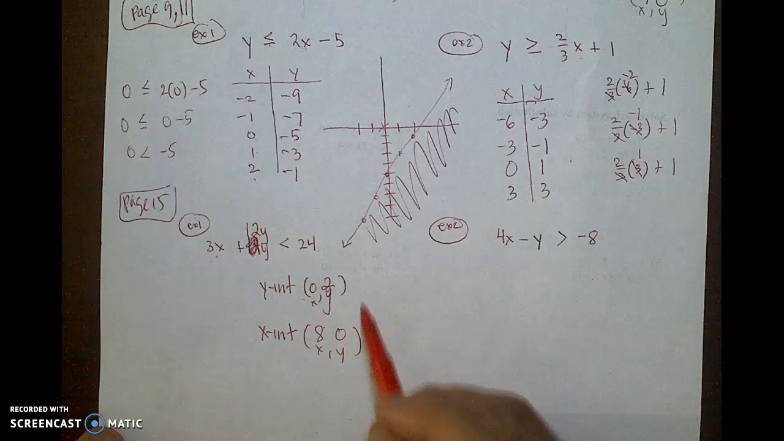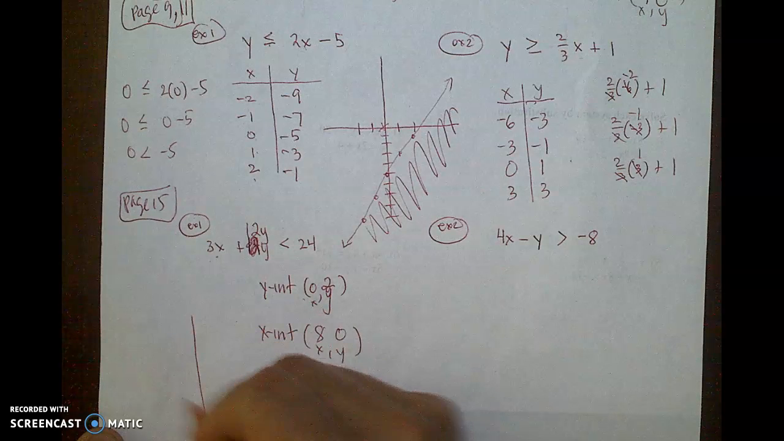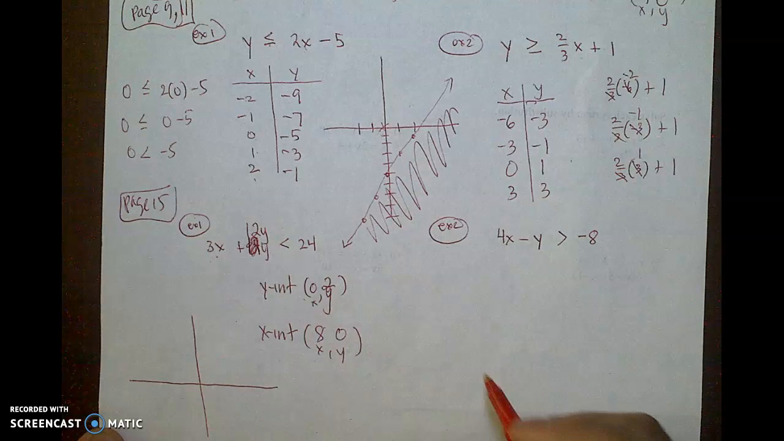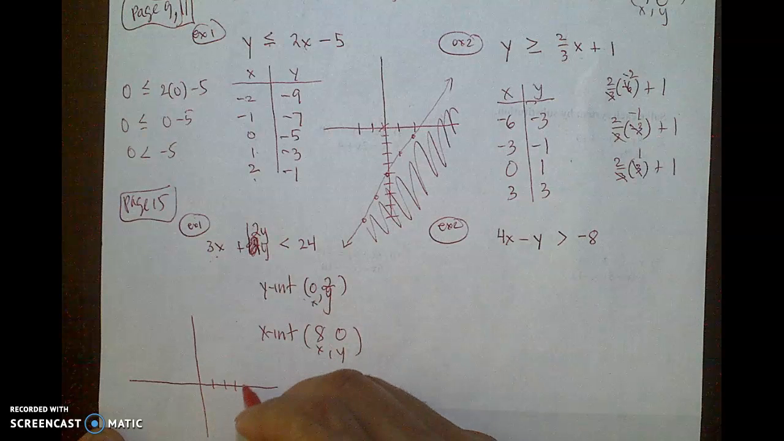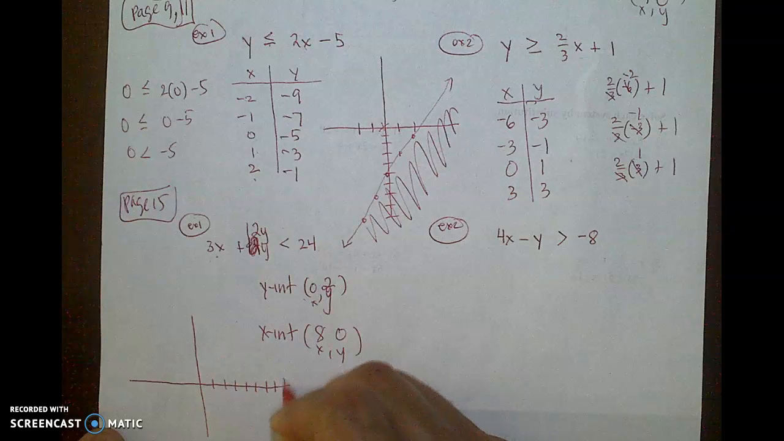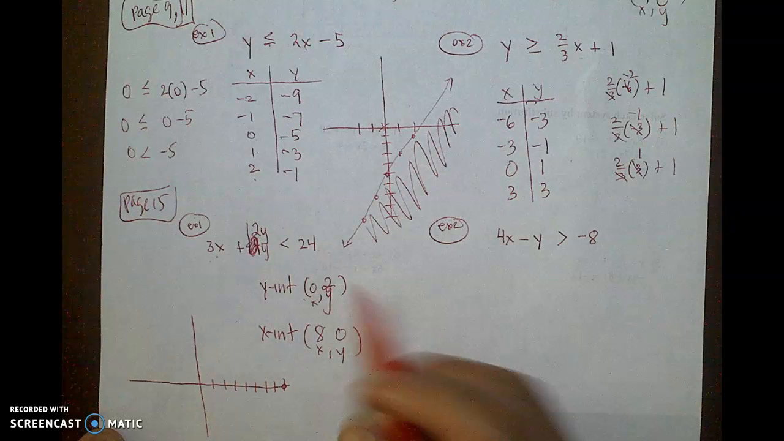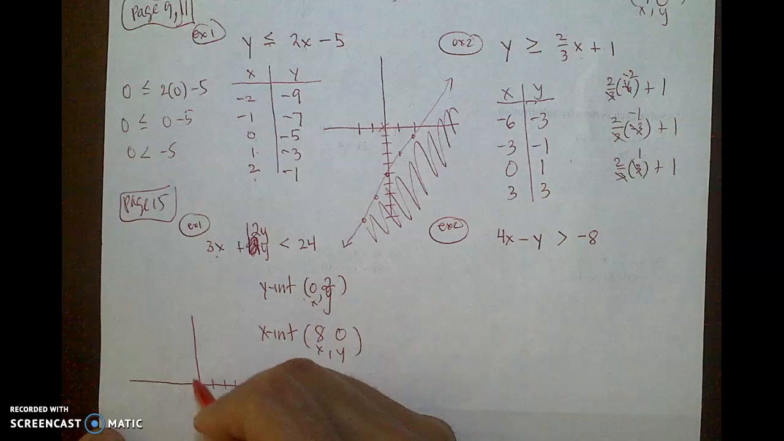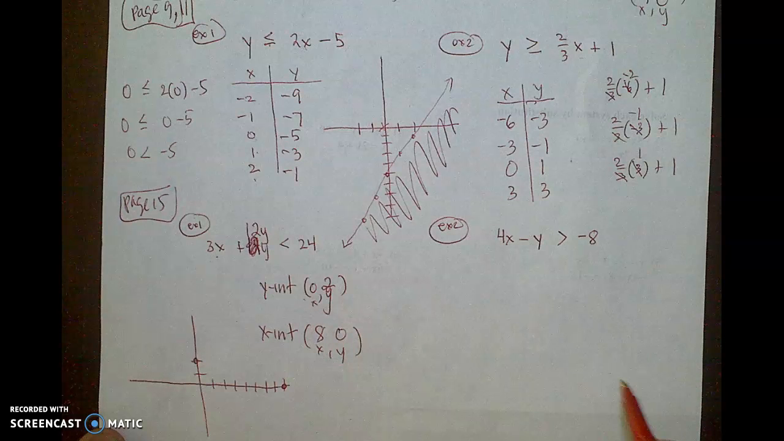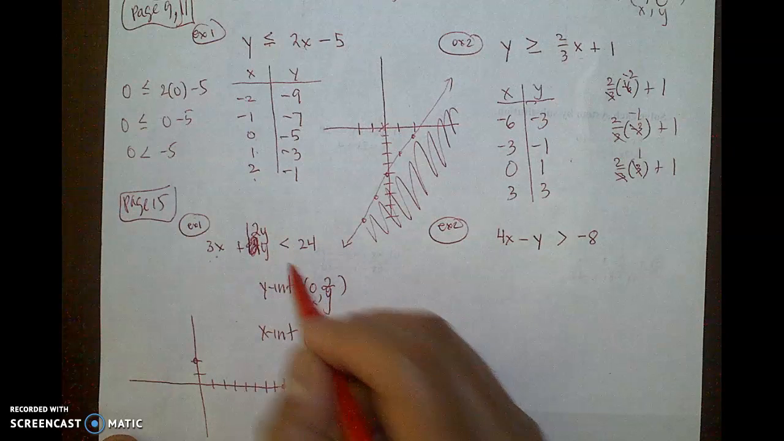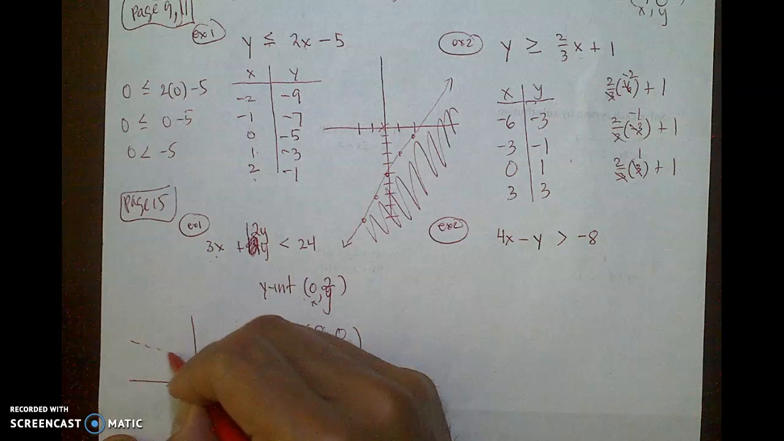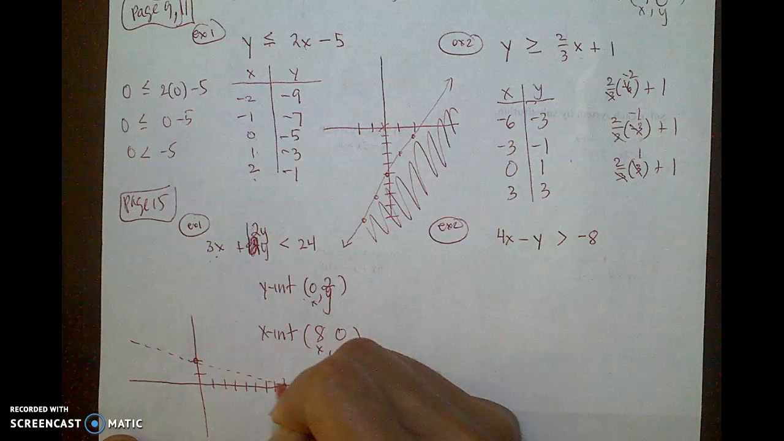Alright, so now when I go to my graph grid, I'm going to find my x-intercept of 8. 1, 2, 3, 4, 5, 6, 7, 8, put a dot. My y-intercept of 2, 1, 2, put a dot. Now we can graph our line. Right? Because I don't have an or equal to here, this line is going to be dashed. Okay, so we can't forget whether our line is going to be dashed or solid.